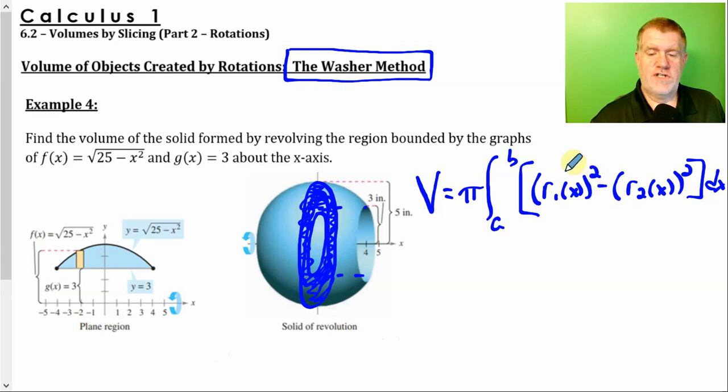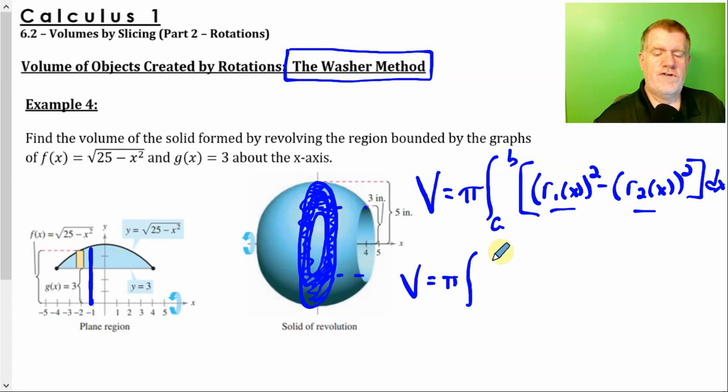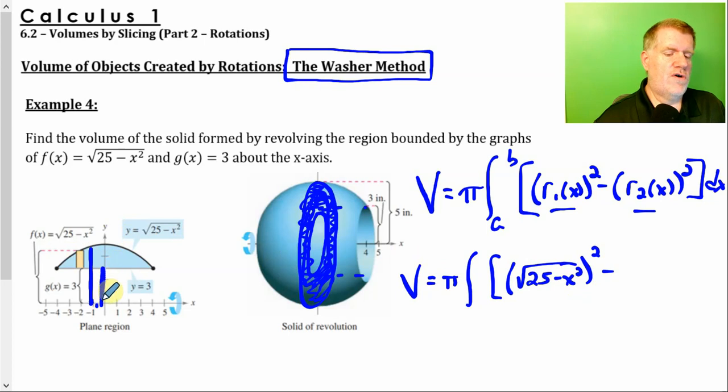So now the question is, can you find expressions for both of these radii? Well, we're spinning it around the x-axis, so if I go straight up to the top, I hit that. What is that distance from there to there? Well, that's your graph. That's your equation. So that first radius is the square root of 25 minus x squared, squared. Your second radius, the radius of our hole in the middle, is from here to here. This function is 3. So this distance is 3.